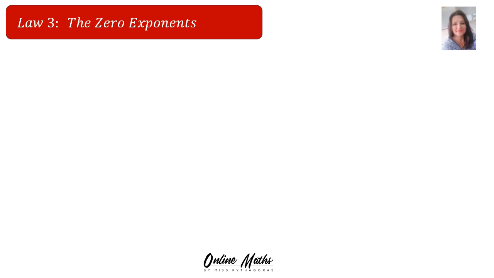Law 3 deals with the zero exponents. Now it works like this. Anything to the 0 is equal to 1. So now you might say, but why?